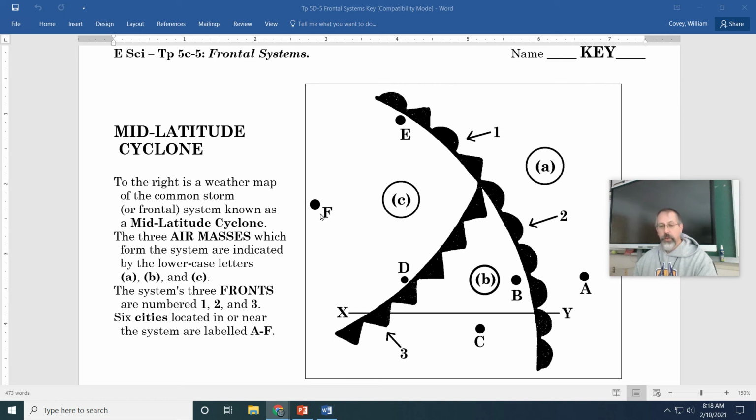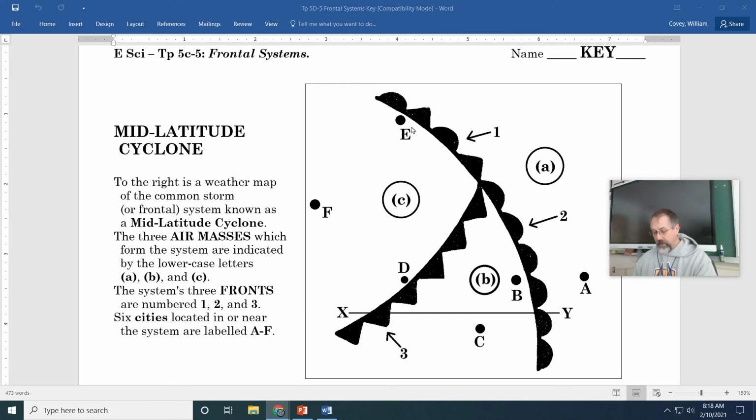Which city are temperatures cooler, B or E? E up here is in a cool, dry air mass, coming from a fairly cool, dry air mass. And B is in your maritime tropical warm one. So if you want cooler temperatures, you're going to want E for 31.